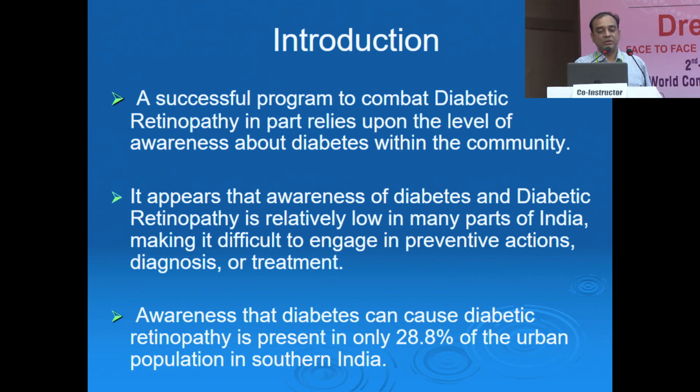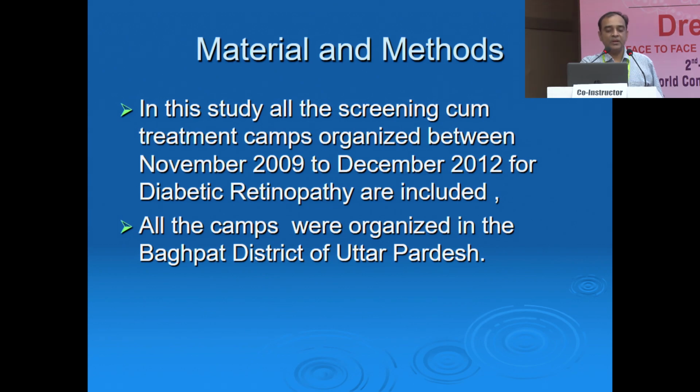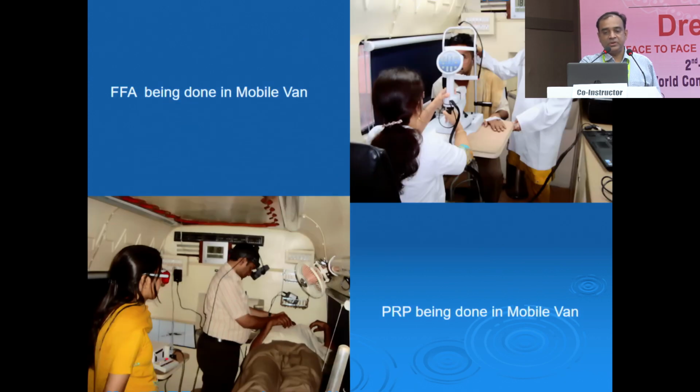Awareness that diabetes can cause diabetic retinopathy is present in only 28.8% of the urban population in a study done in southern India. I am presenting a study in which all screening cum treatment camps were organized between November 2009 to December 2012, in which all the patients were included. All the camps were organized in the Bagpat district of Uttar Pradesh.